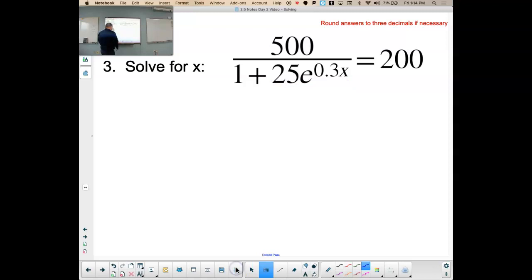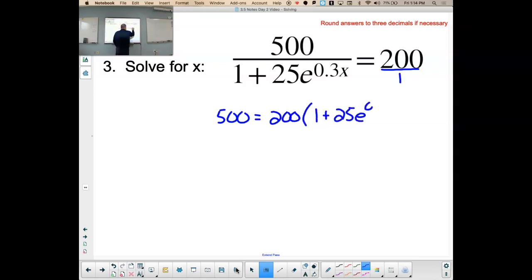How I'm going to go about that is, first off, I'm going to think of this as 200 over 1, and I'm going to cross multiply this equation. So 500 times 1 is 500. 200 times 1 plus 25 e to the 0.3x is that. Then, instead of distributing this, I am going to divide both sides here by 200.